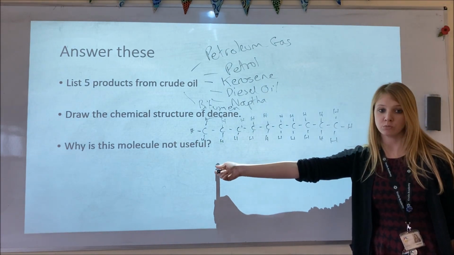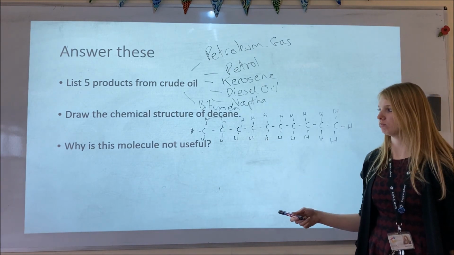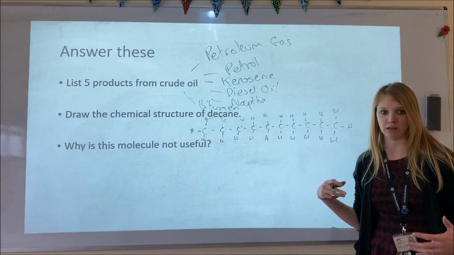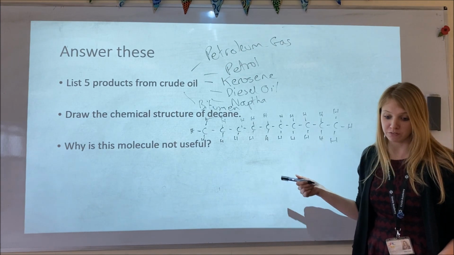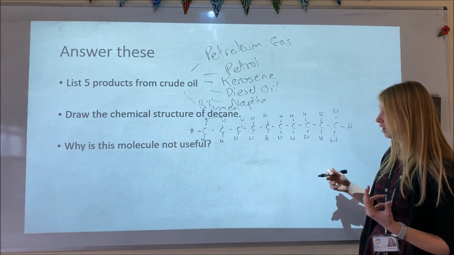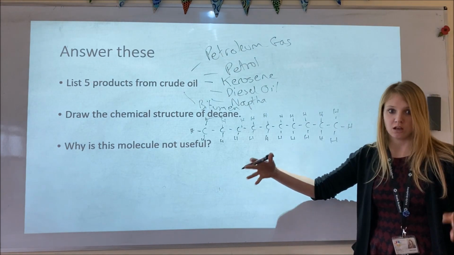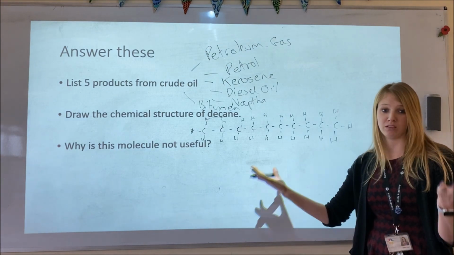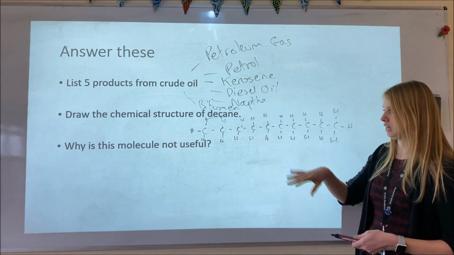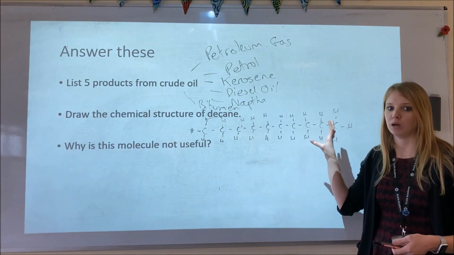Why is this molecule not useful? It is too big. So we mainly want to get fuel out of our crude oil. Decane is quite a big fuel. It'll be quite thick. Might be a thick liquid or a solid. The bigger the chains are, the thicker your liquid or the more solid they become, and then the harder they get to burn. Okay, decane, although it's not the biggest, is fairly big, so it doesn't burn very easily.